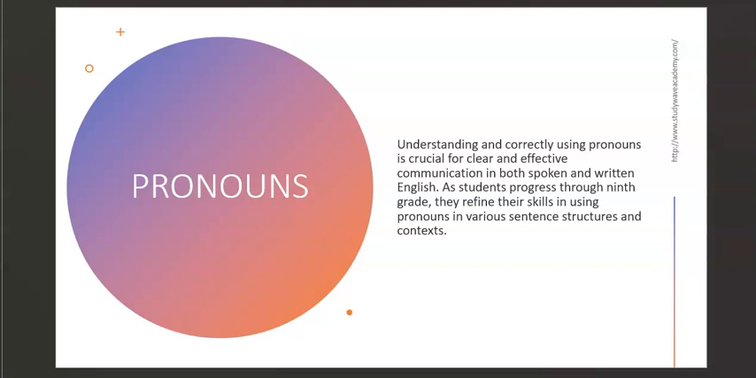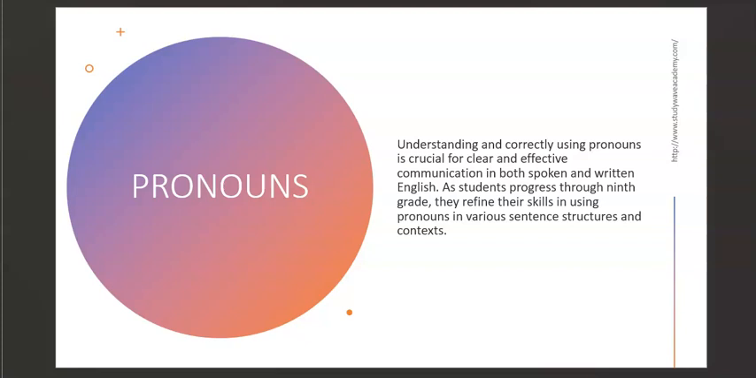and use these pronouns correctly. So as students in 9th grade, okay, we have to refine our skills in using pronouns in various sentence structures and contexts. And also, at this stage, we have to be able to identify pronouns very, very easily. That's a skill we learn as we continue exploring parts of speech.